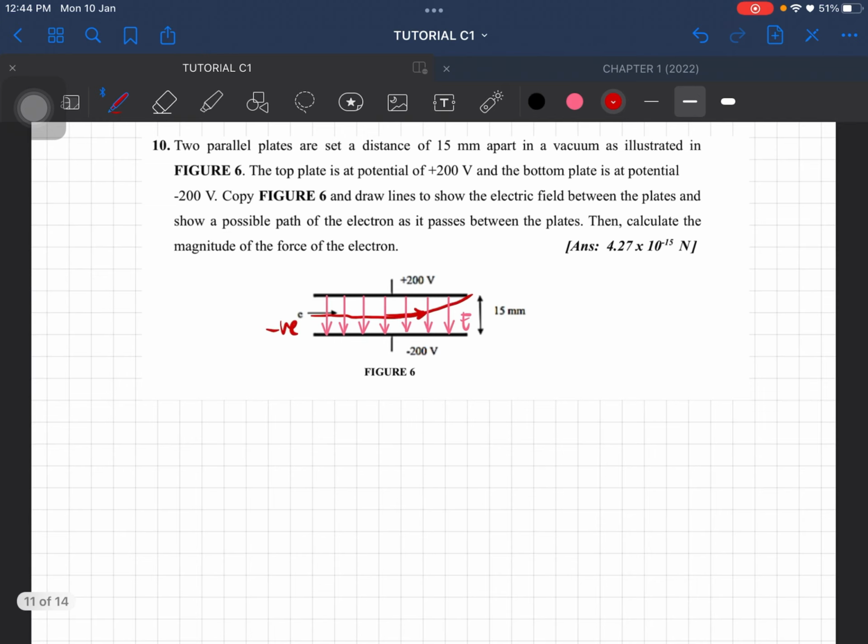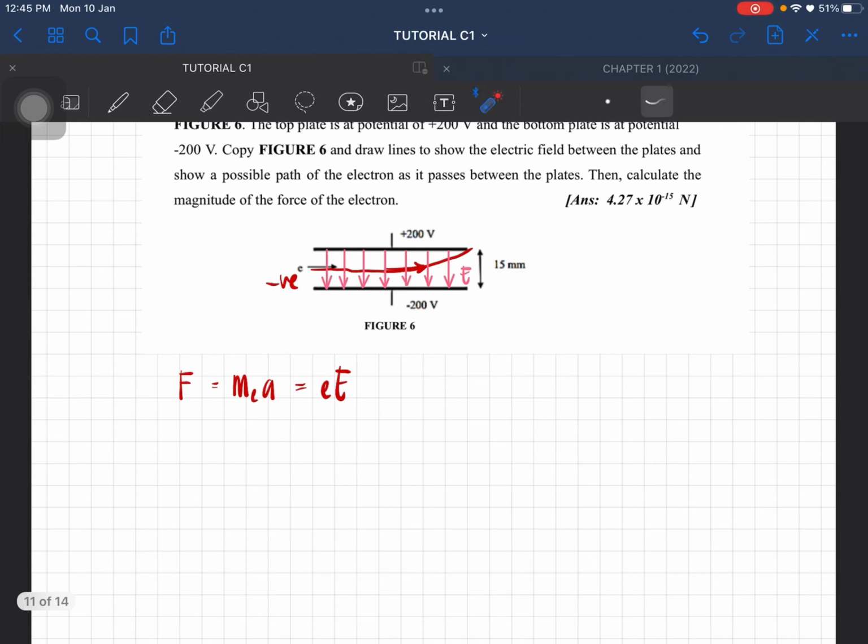Okay, so in order for us to calculate the force, electrostatic force, we are going to be using this formula. Right, but we can also use this formula. E here is telling us the charge of the electron lah, okay? However, we can't actually solve it without finding the electric field strength first. So how do we find the electric field strength?